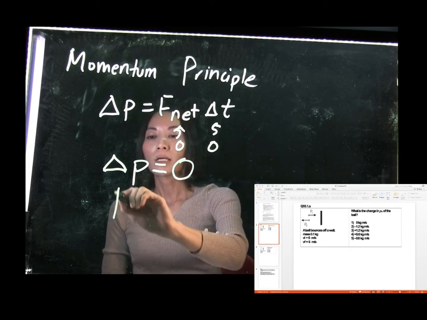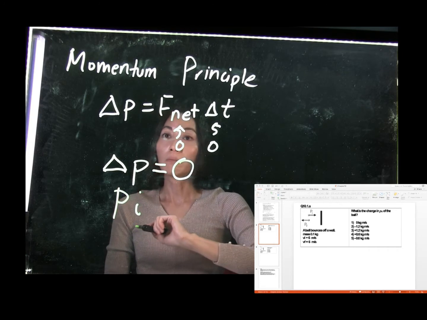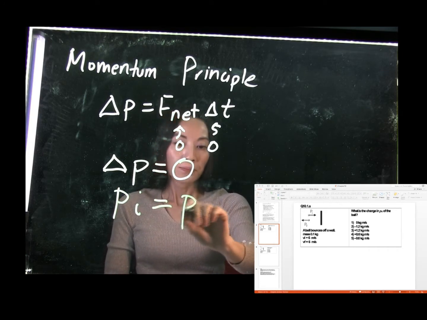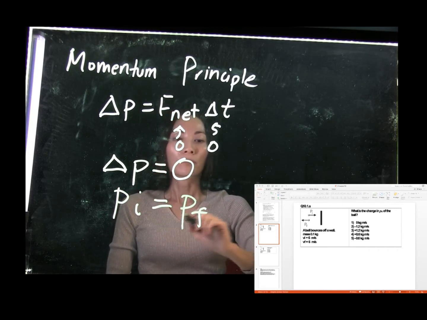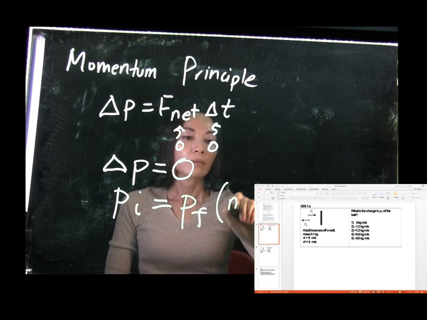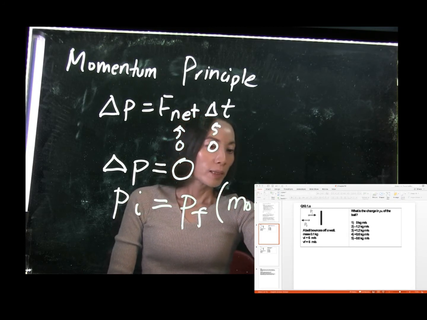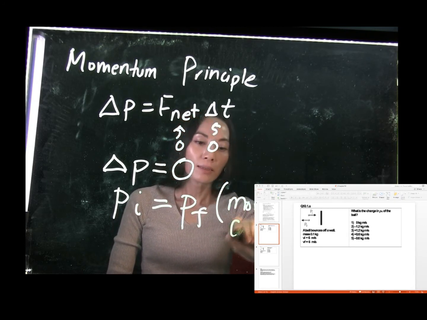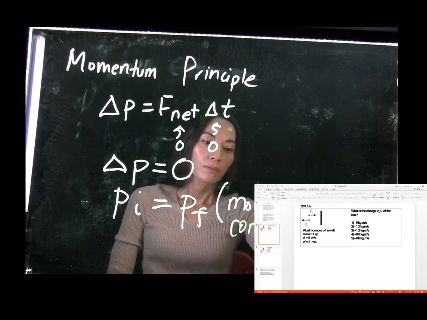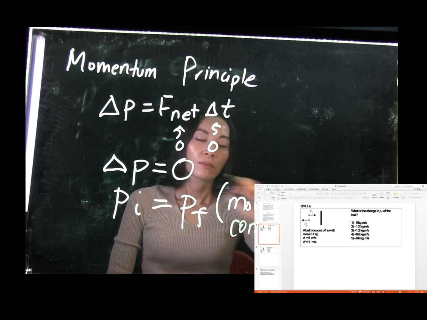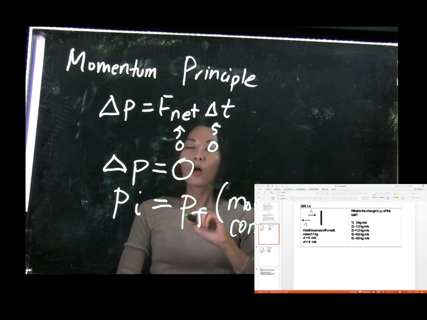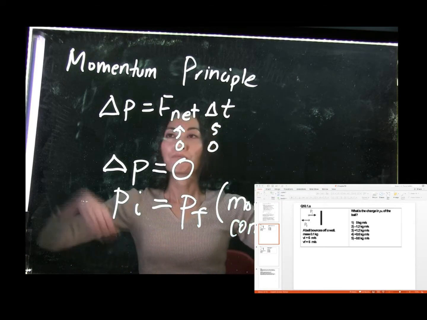So we can write that the initial momentum is equal to the final momentum, meaning that the momentum is conserved. So this applies to all types of collisions.